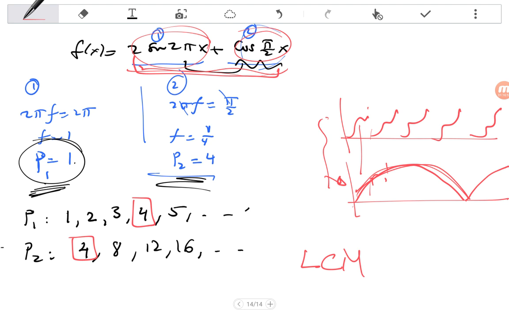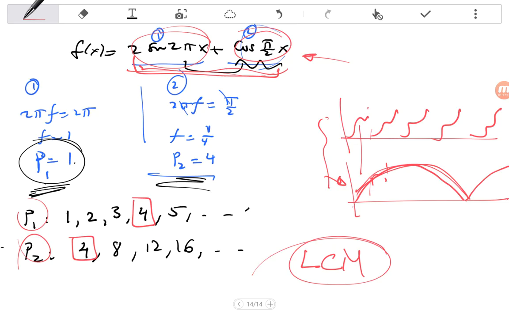So how do we know the fundamental period of a combination of two functions? We find the LCM of the two periods of these two functions. If there is no LCM between them, then the resulting function will not be periodic.